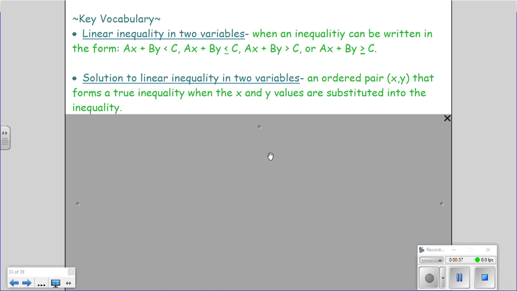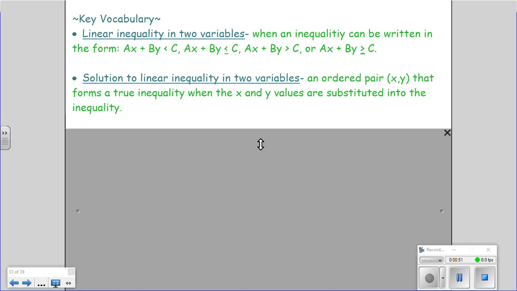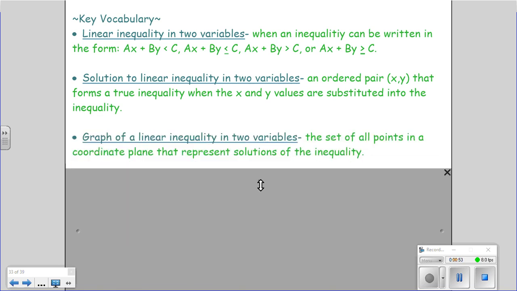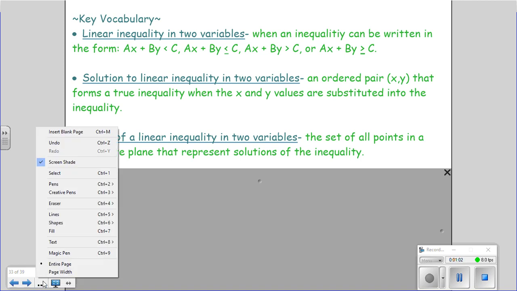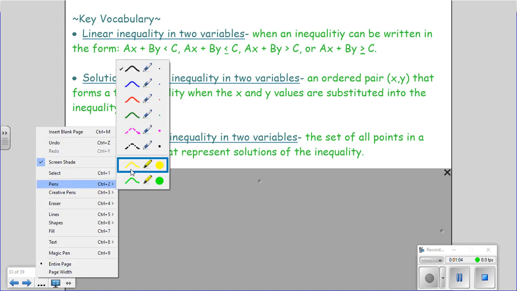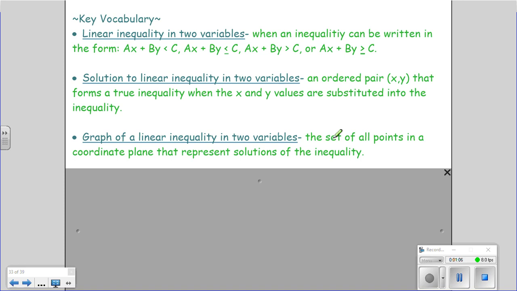A solution to a linear inequality is an ordered pair that forms a true inequality when the x and y values are substituted into the inequality. The graph of a linear inequality in two variables is the set of all points in a coordinate plane that represent solutions. So there's going to be multiple solutions. So you're going to see that. So it's a set of all points.